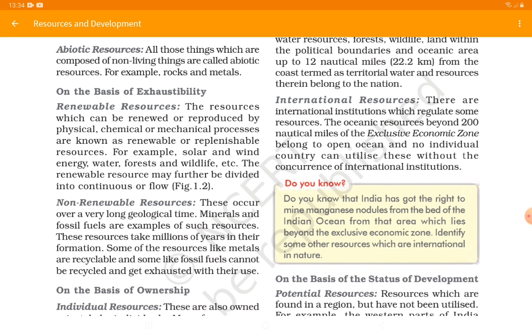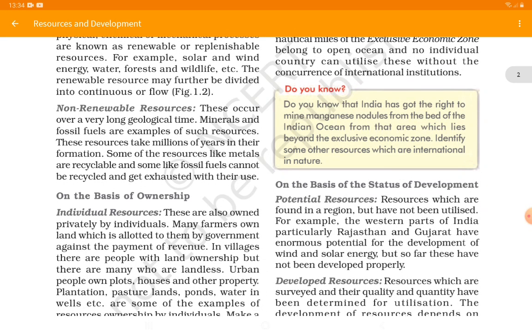And we have discussed the examples. Now see the non-renewable resource. These occur over a very long geological time. Mineral and fossil fuel are examples of such resources. These resources take millions of years in their formation, and some of the resources like metals are recyclable, and some like fossil fuels cannot be recycled and get exhausted with their use. So these are the renewable and non-renewable resources.